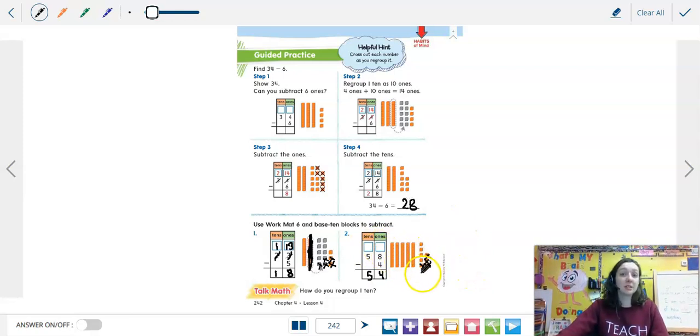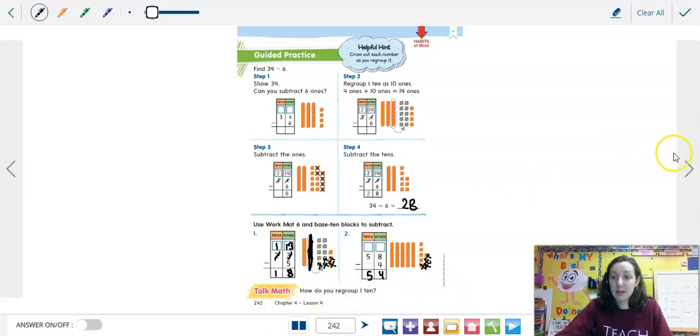Okay, just like I said with the addition, don't let yourself get regroup happy. Don't just assume that you need to do that because you see those boxes that they give you if you need them. Okay? All right, so the talk math is how do you regroup 1 10? You regroup a 10 by breaking down the stick into 10 ones. So you break that stick into its 10 individual pieces, and it goes backwards. So it goes to the ones place.